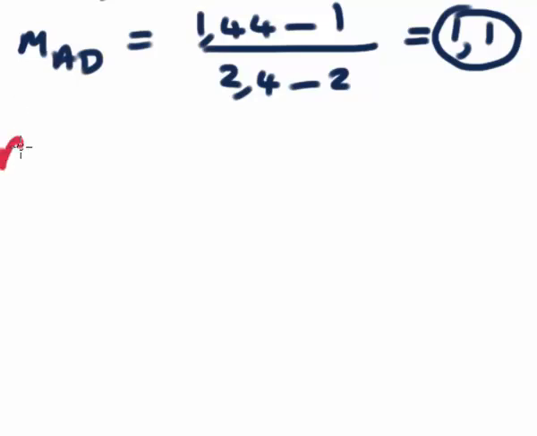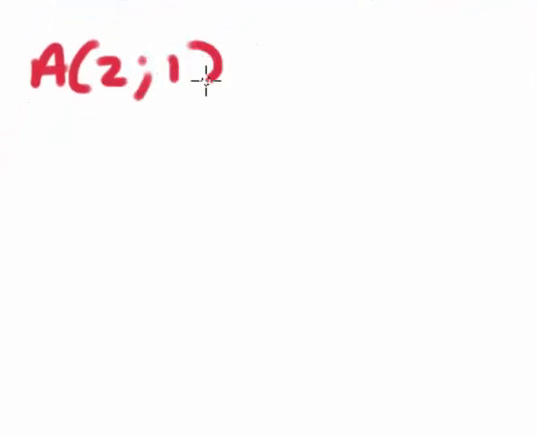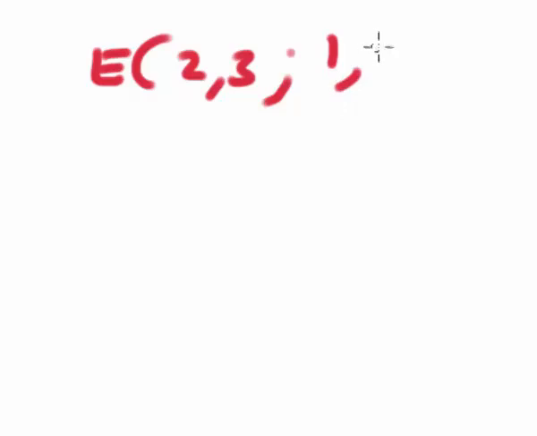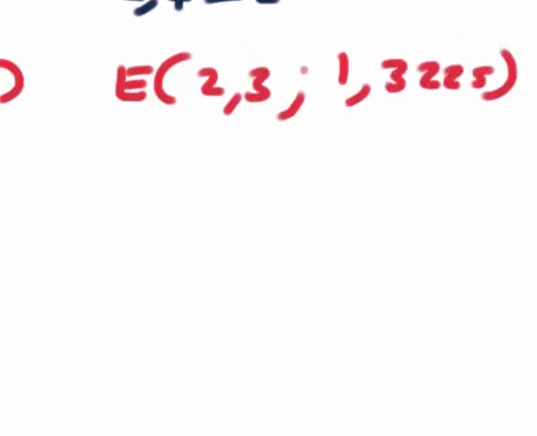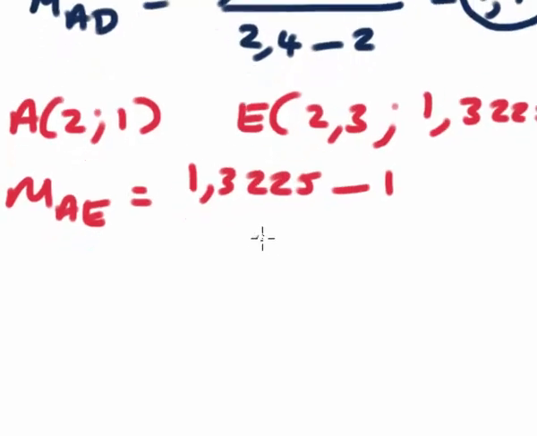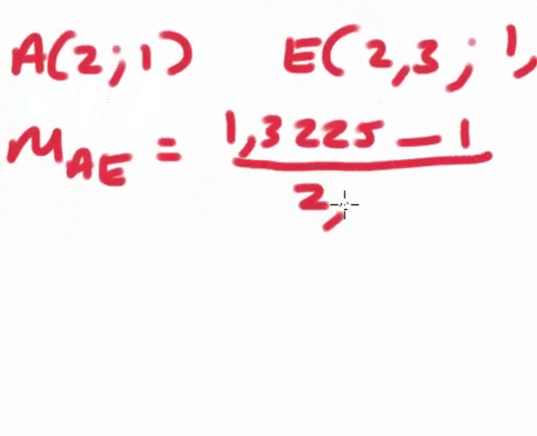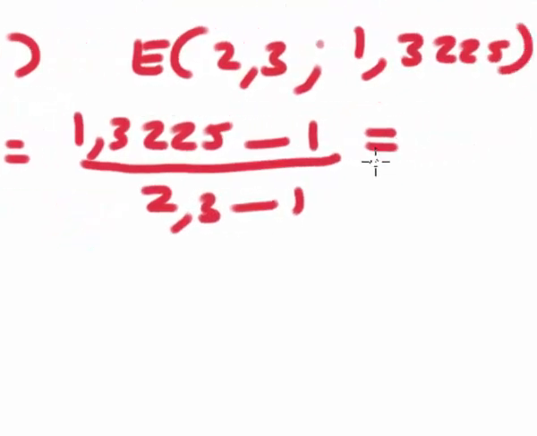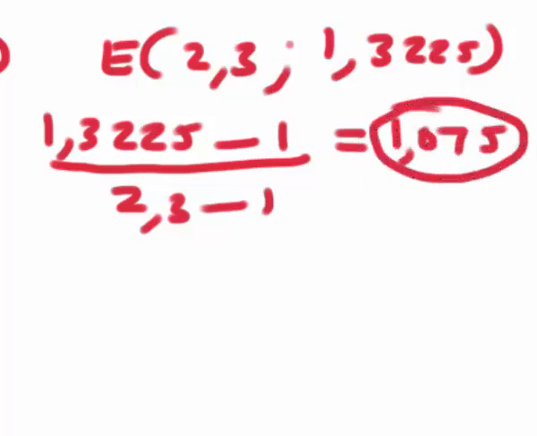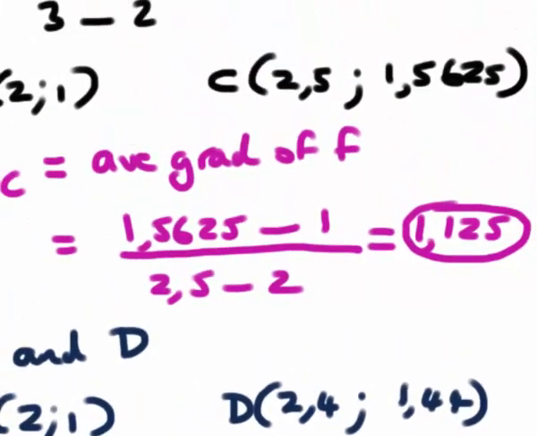Okay, now let's look. Point A is (2, 1), and point E, if you look at it, is (2.3, 1.3), that is (2.2, 1.25)... What is the gradient of AE, which is the average gradient again? It would be (1.3 - 1) over (2.3 - 1)... Work that out and you'll get 1.075. Look at that. Alright, so we've got differing gradients there.